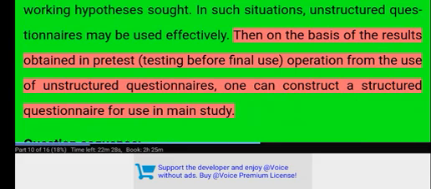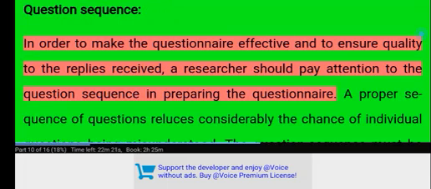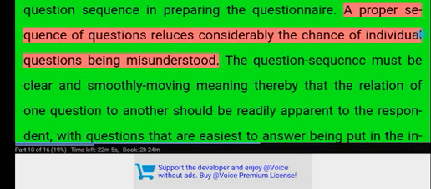Then on the basis of the results obtained in pretesting before final use, from the use of unstructured questionnaires, one can construct a structured questionnaire for use in the main study. Question sequence. In order to make the questionnaire effective and to ensure quality to the replies received, a researcher should pay attention to the question sequence in preparing the questionnaire. A proper sequence of questions reduces considerably the chance of individual questions being misunderstood.